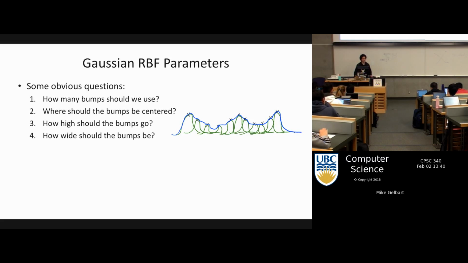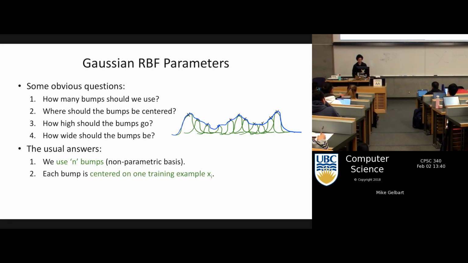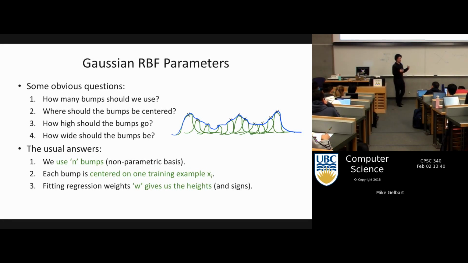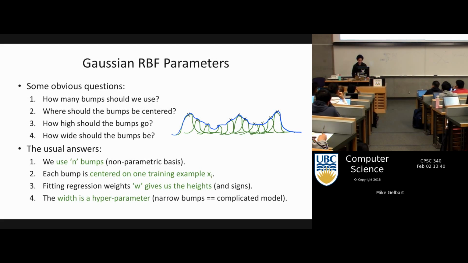So there are some questions. I left some things unspecified. Well, I said this. I said we'll have n of them. I said they'll be centered at each training example. So the regression weights, the w's or the v's, I guess now, become the heights of these bumps. Because remember, it's each function times its personal coefficient plus next function times its coefficient. So the coefficients control the heights. And the width is a hyperparameter, which is the main thing I want to talk about.